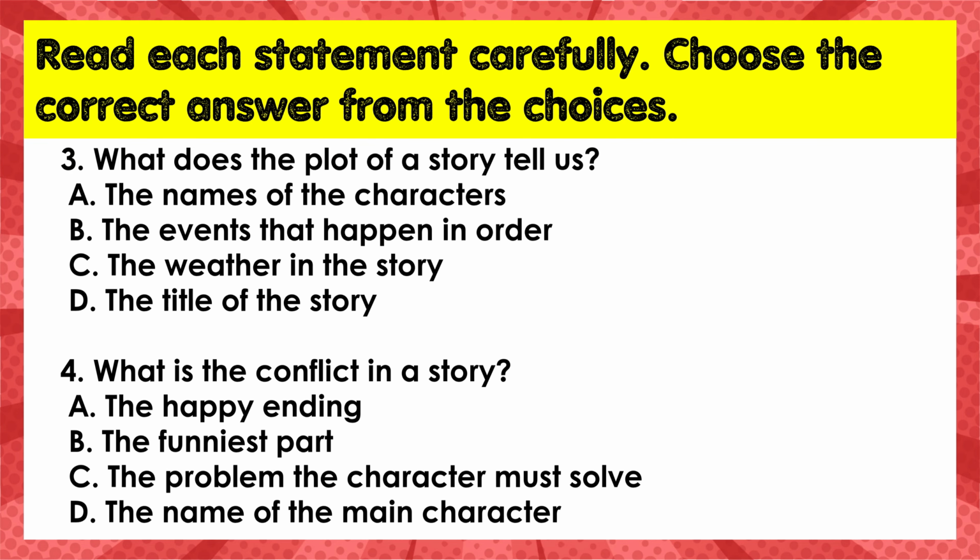Number 3. What does the plot of a story tell us? A. The names of the characters. Letter B. The events that happen in order. Letter C. The weather in the story. Or letter D. The title of the story. Number 4. What is the conflict in a story? A. The happy ending. B. The funniest part. Letter C. The problem the character must solve. Or letter D. The name of the main character.